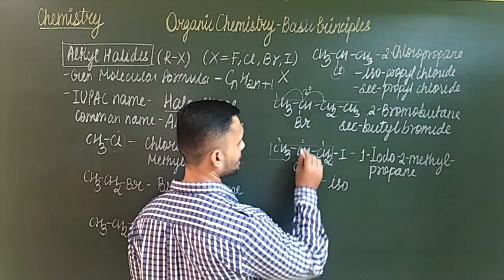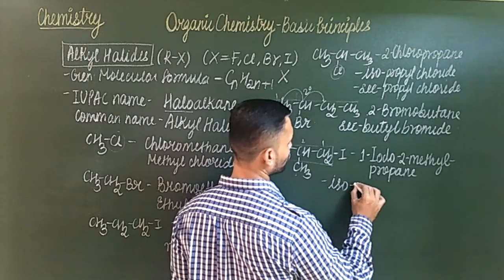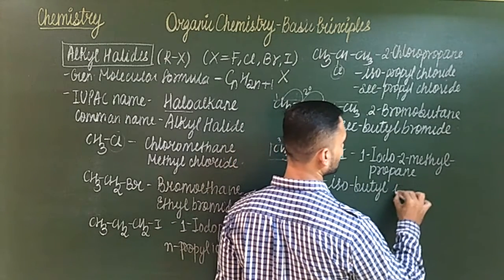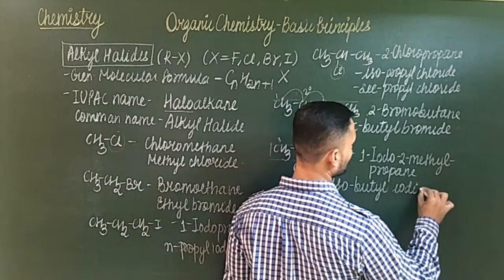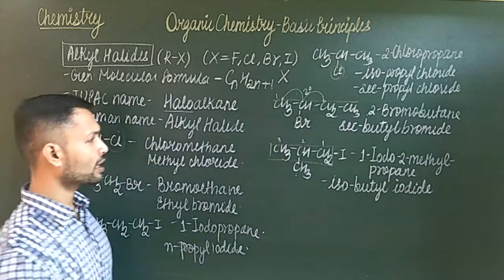Whereas in common naming, this is known as iso. Why? The second carbon has a CH3 group. So isobutyl iodide. This should be the name of this compound, 4 carbons.